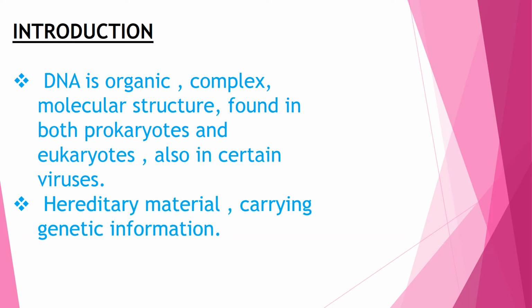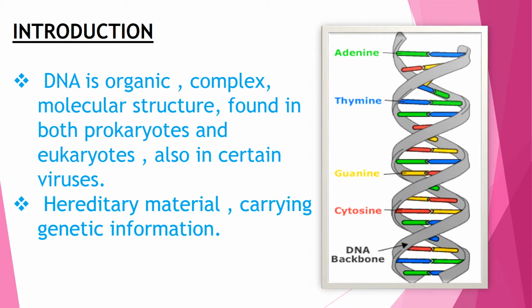And DNA is nothing but the hereditary material carrying the genetic information from the parents to the offspring, generation after generation. You can see the DNA here, and the DNA consists of 4 nitrogenous bases, which are adenine, thymine, guanine, cytosine, and the DNA backbone. You can see this is the backbone which is made up of sugar phosphate, right? So, DNA backbone.